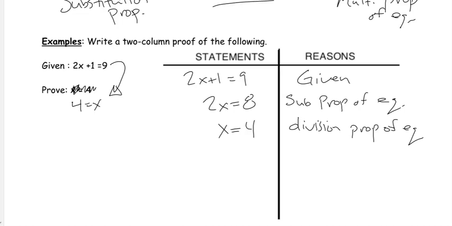Now lastly, I just did this so that we could have one extra step. I need to get to 4 equals x. I had x equals 4. Now 4 equals x because of, look back in your notes, which one allows you to switch left for the right and the right for the left? Symmetric prop.